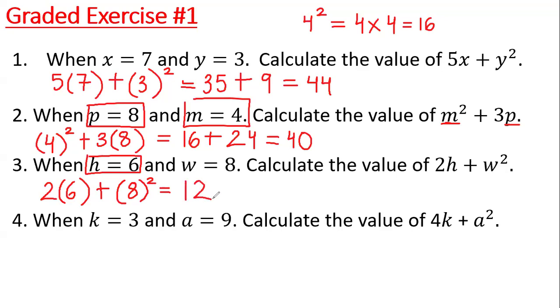And what is 8 squared? 64. How do we know that? Because we multiply 8 times 8. And what is 8 times 8? 64. Very good. So we have 12 plus 64.